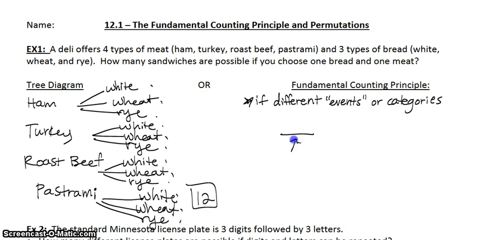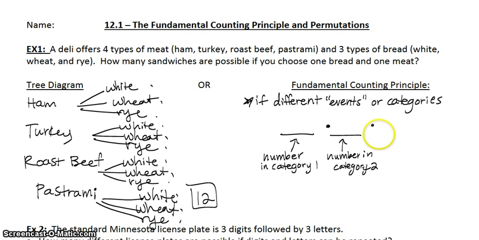We're going to take the number of ways or the number of types in category 1. And let's say that in this case category 1 would be type of meat. So it would be 4. We're going to multiply that by the number of items in category 2. And if I had lots of different categories, I'd just keep going: the number of things in this group times the number of things in this group times another thing in this group, and so on.